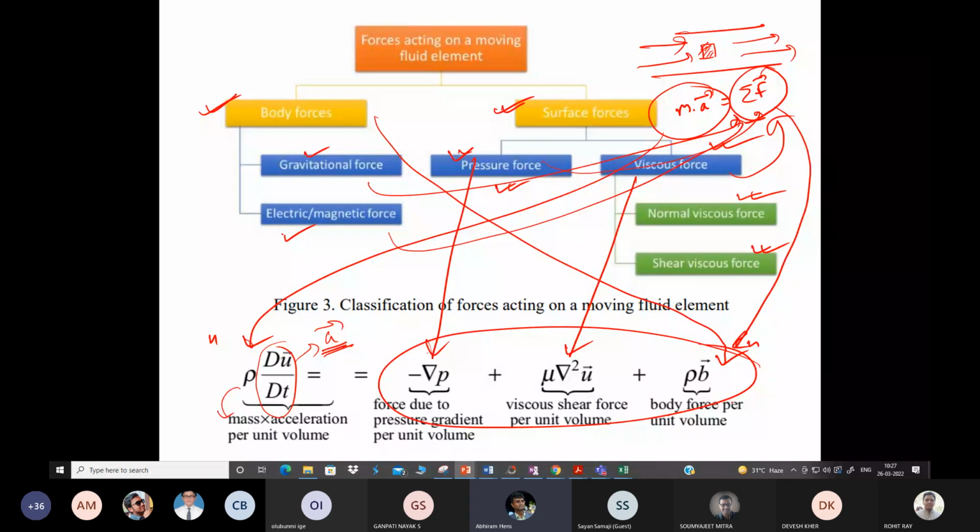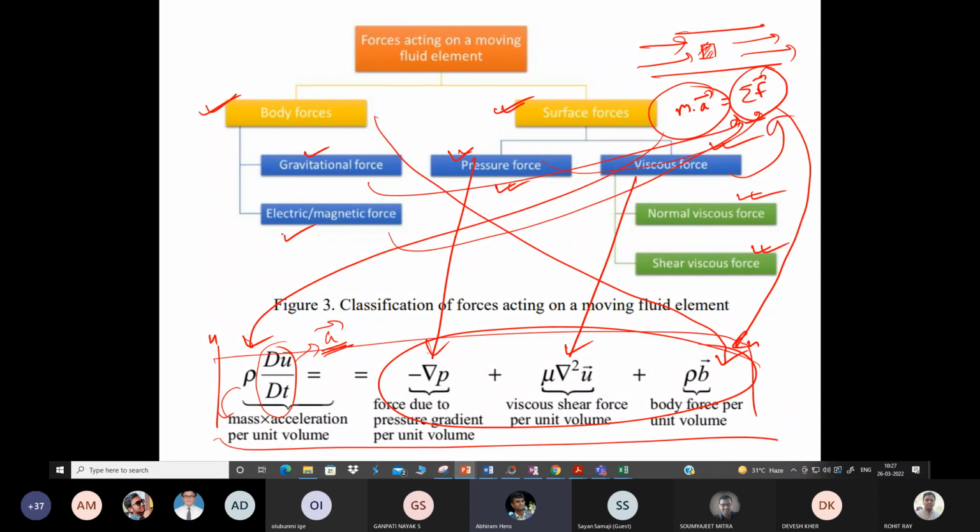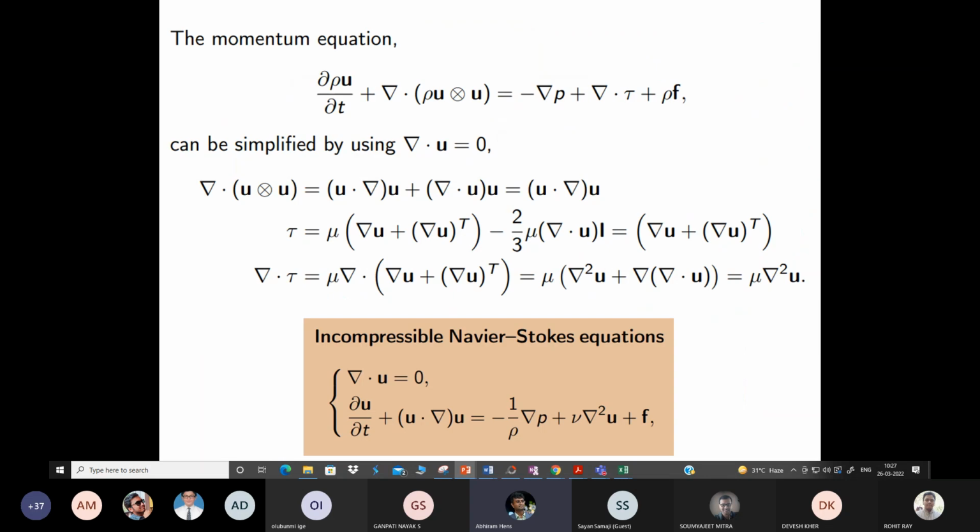So this Navier-Stokes equation is in a way a representation of Newton's second law of motion, but in a different form. In a control volume approach, if you pose force equal to mass into acceleration, you will get this part. This is called the Navier-Stokes equation. So the term you should know very clearly.